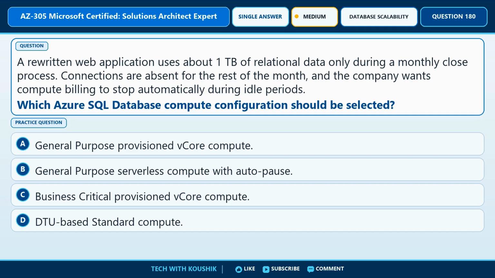The options are: Option A, General Purpose Provisioned vCore Compute. Option B, General Purpose Serverless Compute with Auto Pause. Option C, Business Critical Provisioned vCore Compute. Option D, DTU-based Standard Compute.